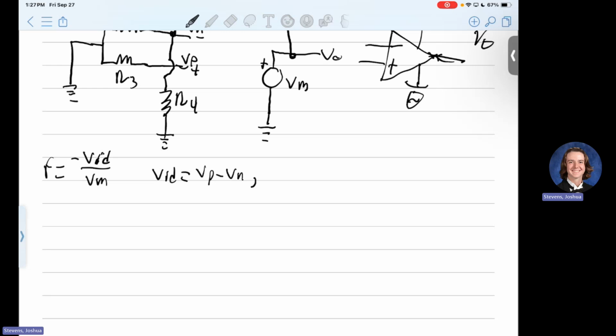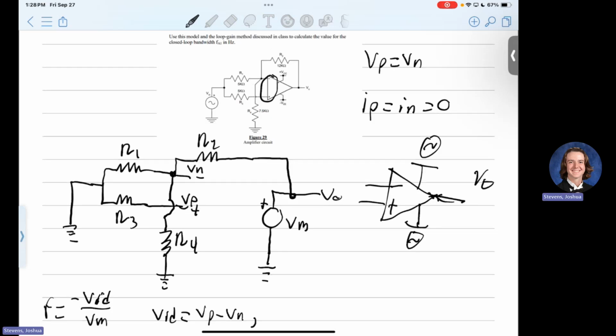Because VID is a parameter, pretty much. That's like a base equation. Have you guys not seen VP minus VN in general? Yeah. Okay. That's just a good equation to look at. It's literally just the difference in the input voltages of the left half of the op-amp. Best way to put it.